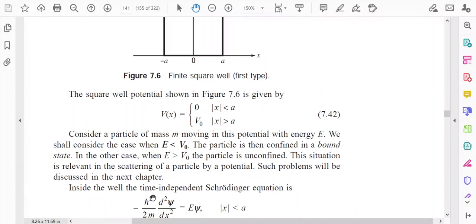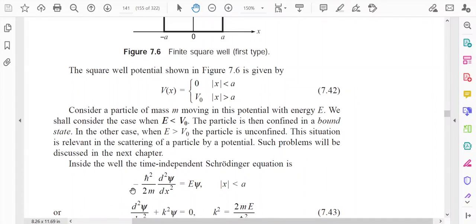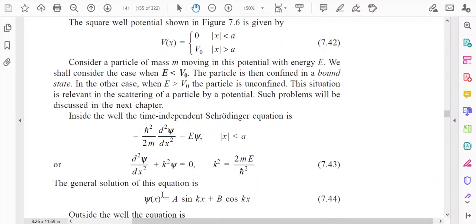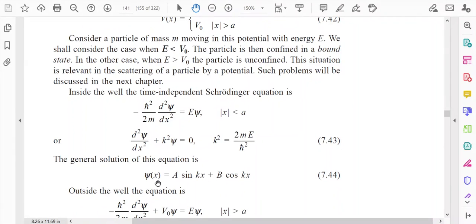Inside the well, the time independent Schrodinger equation is minus h cut squared by 2m d squared psi by dx squared is equal to E times psi when mod x is less than a. Here the value of the potential is 0, that is why the Schrodinger equation can be written in this format. So, we can write this equation as d squared psi by dx squared plus small k squared psi is equal to 0, where small k squared is equal to 2mE by h cut squared, and the general solution of this equation is psi(x) is equal to A sin kx plus B cos kx.